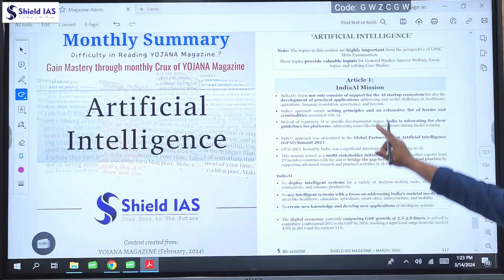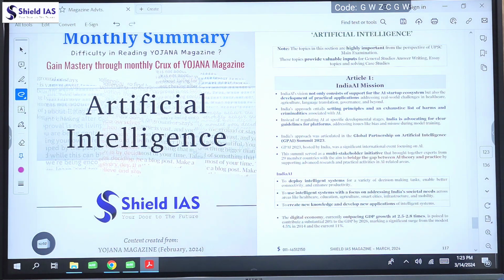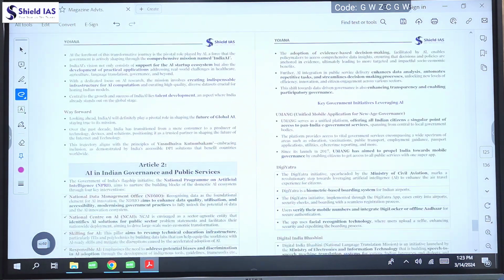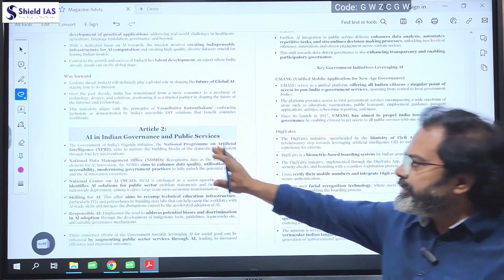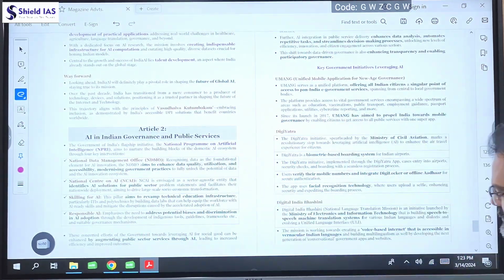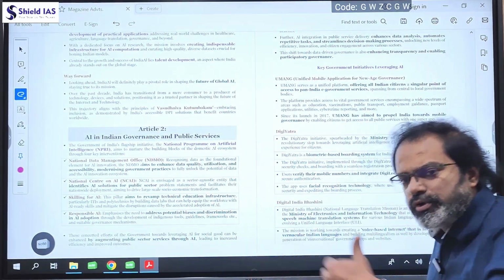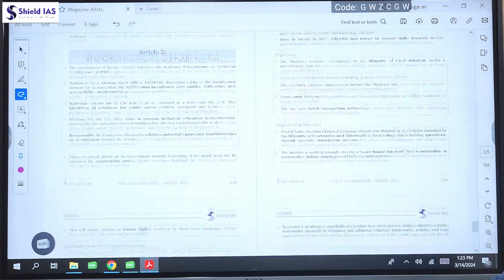So article 1 is India's AI mission. What is that? The features. Now, how AI is impactful in Indian governance and public services. These are the questions that are directly asked by UPSC in the mains examination.